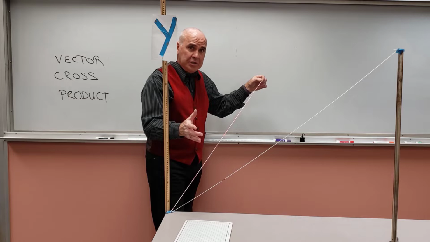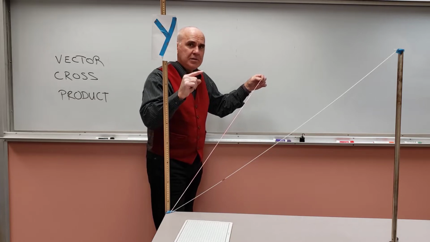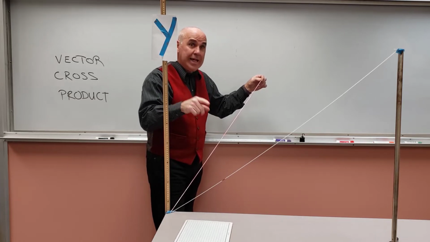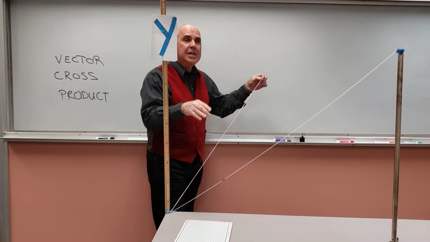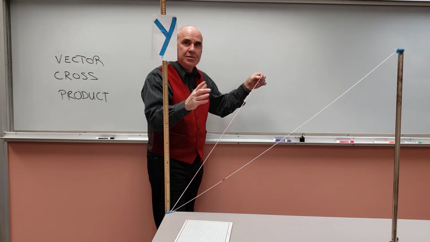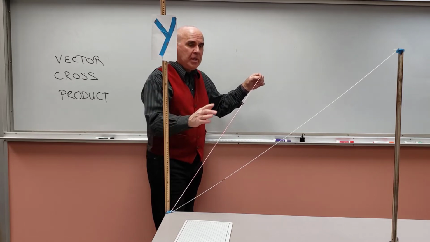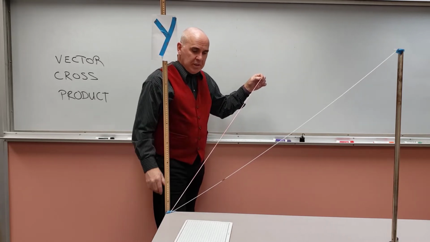Now, the first thing I want to say is that when I do a vector cross product, I get a vector. The result is not a scalar quantity. It's not a number. It's a vector. So it's magnitudes, directions, the whole 9 yards. And it's going to be in 3 dimensions.